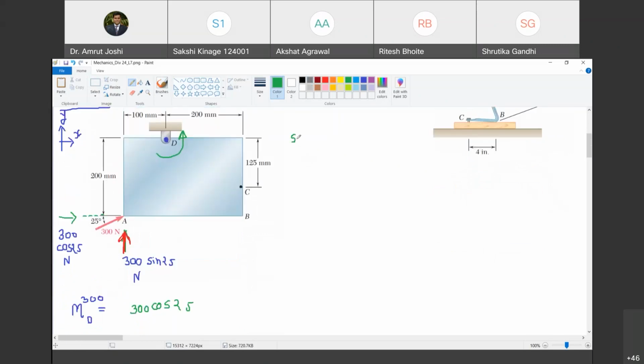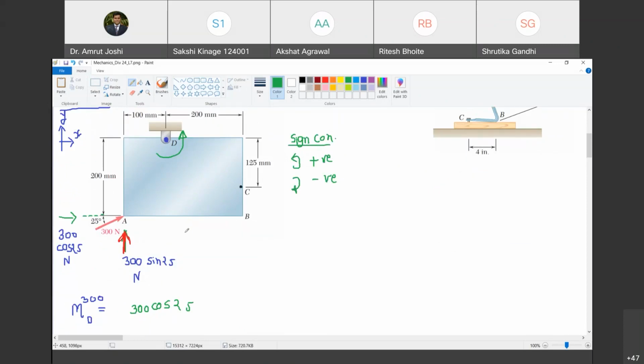Now let us adopt a sign convention. What is the sign convention that we will adopt? Let me say, I will consider anti-clockwise movement to be positive and I will consider clockwise movement to be negative. Happy?